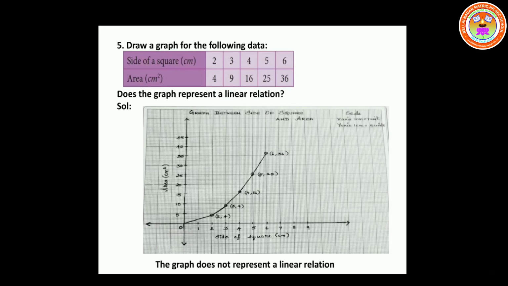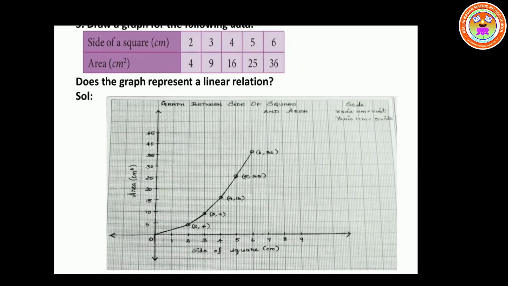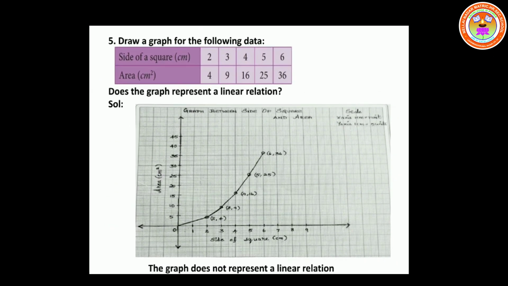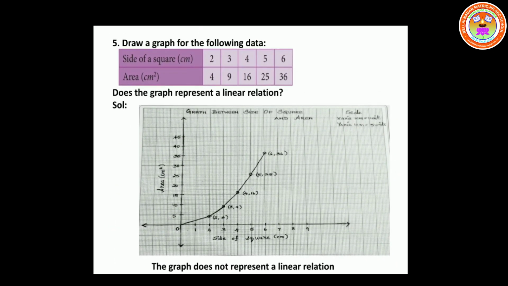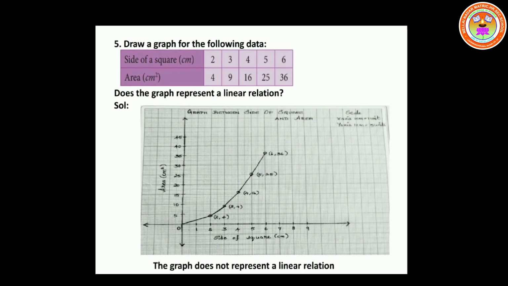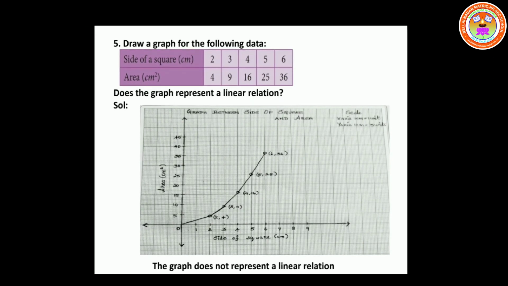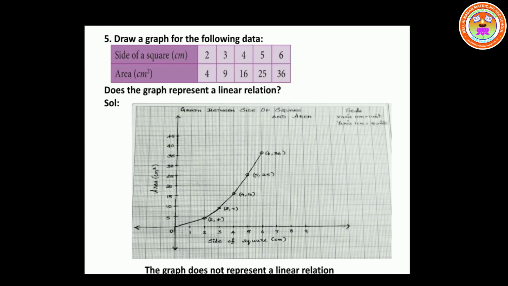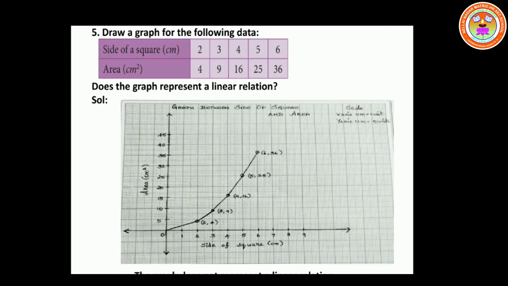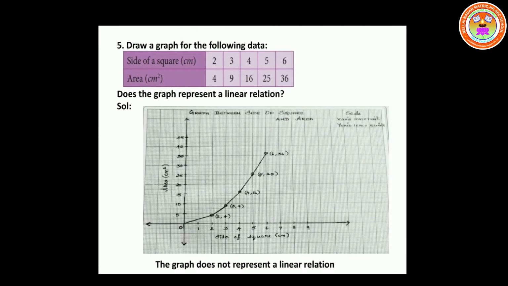Since here my x values are starting with 2, 3 and ending with 6, my scale for the x-axis is 1 centimeter and 1 unit alone. But for area, it's starting with 4 and going till 36. So I'm going to start the scale for the y-axis as 5 units. So it will be increasing as 5 units for 1 centimeter. So it goes on like 5, 10, 15, 20 till 45 I have written. So let me take the graph.